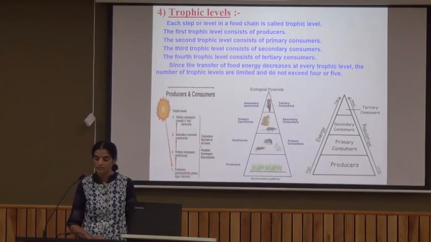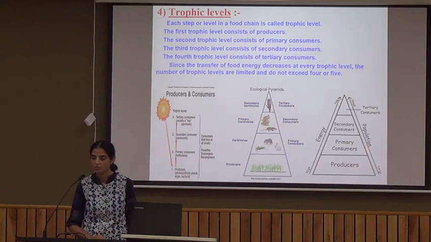Trophic levels. Each step or level in a food chain is called a trophic level. The first trophic level includes producers, the second trophic level primary consumers, the third trophic level secondary consumers, and the fourth trophic level tertiary consumers. Since the transfer of food energy decreases at every trophic level, the number of trophic levels is limited to 4 or 5.